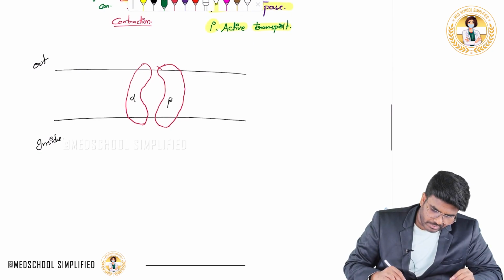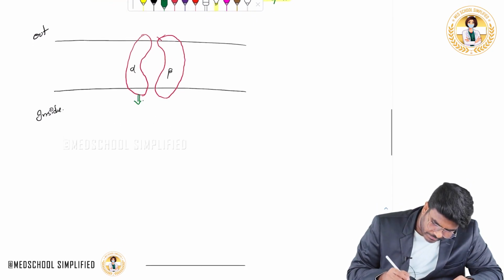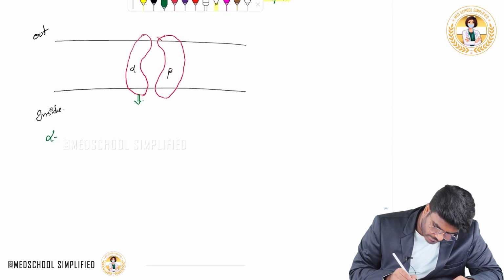See, this alpha subunit is considered the regulatory unit. The alpha subunit is regulatory in nature.